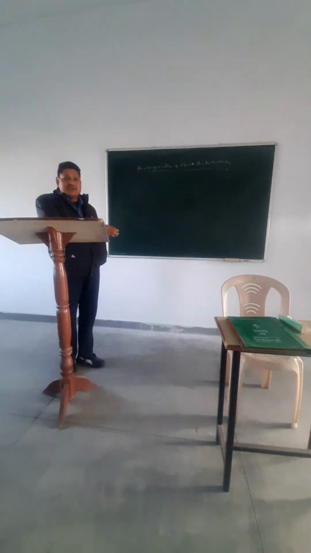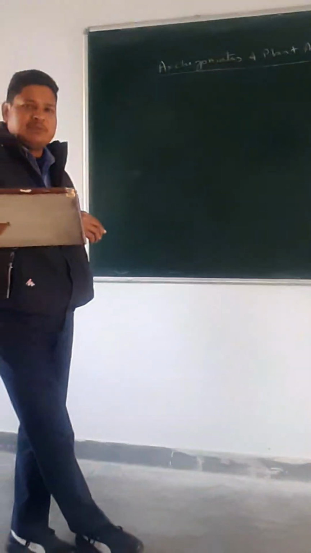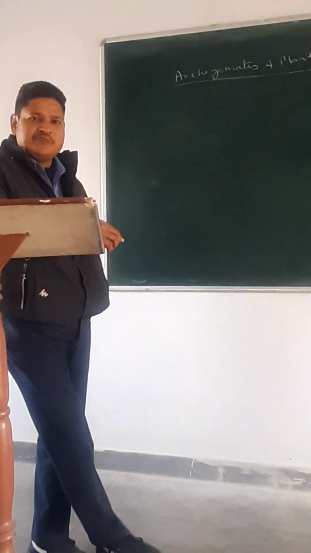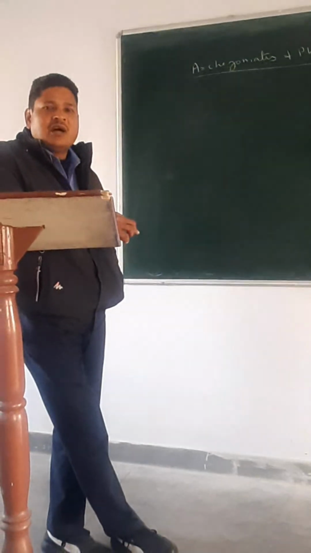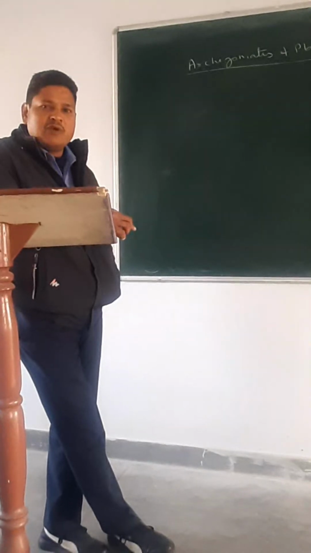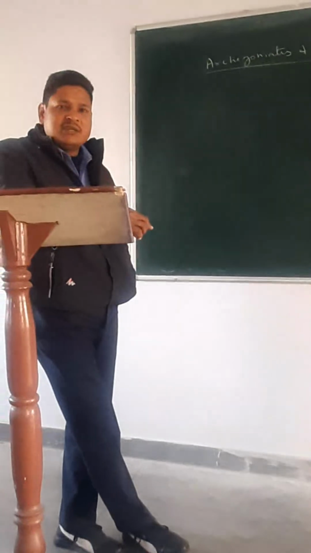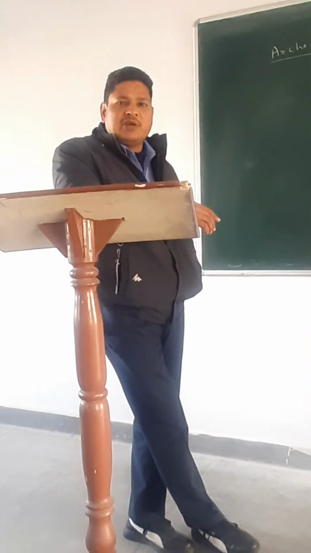Today we will start the B.Sc second semester botany paper. The name of the botany paper is Archegoniates and Plant Architecture. Archegoniates are those plants which bear the archegonia, that is the bryophyta and pteridophyta as well as the gymnosperm. In these three groups of plants, the archegonia is the female reproductive organ.